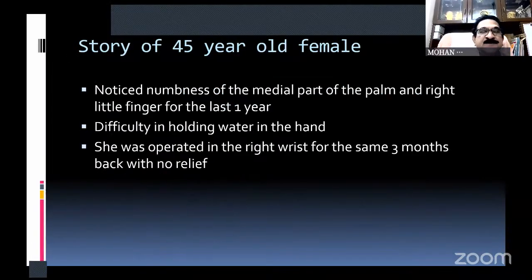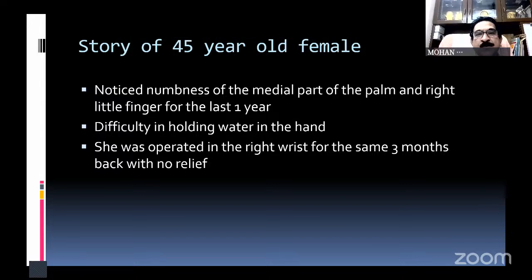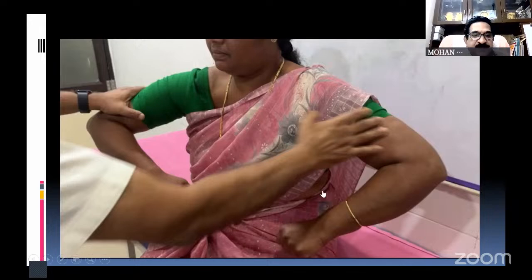Okay, the story of a 44-year-old female. She noticed numbness in the middle part of the palm and right little finger for the last 1 year, and difficulty in holding a bottle in the hand, with the bottle slipping between the fingers. In fact, she was operated on in the right wrist for the same 3 months back with no relief. So this is the video of the patient.